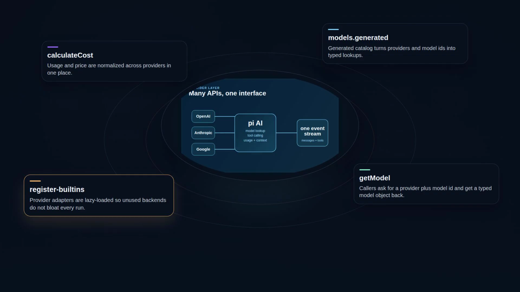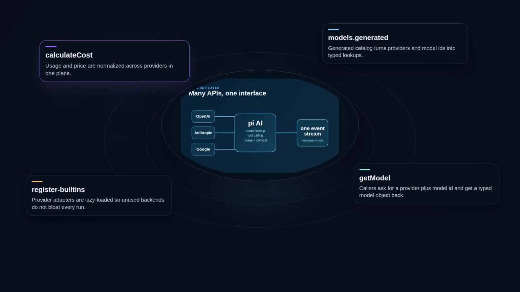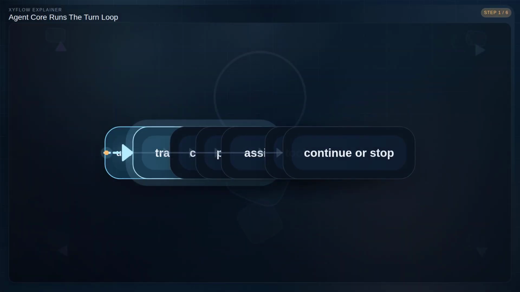Pi AI also centralizes cost tracking, so the rest of the stack can show token and price information without each surface inventing its own math. In other words, a good provider layer centralizes model discovery and capability differences. If those pieces are not centralized, complexity leaks upward and every surface gets harder.